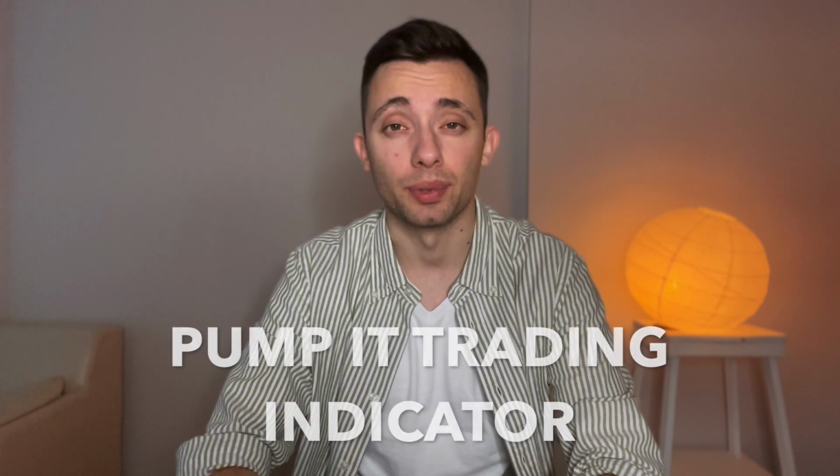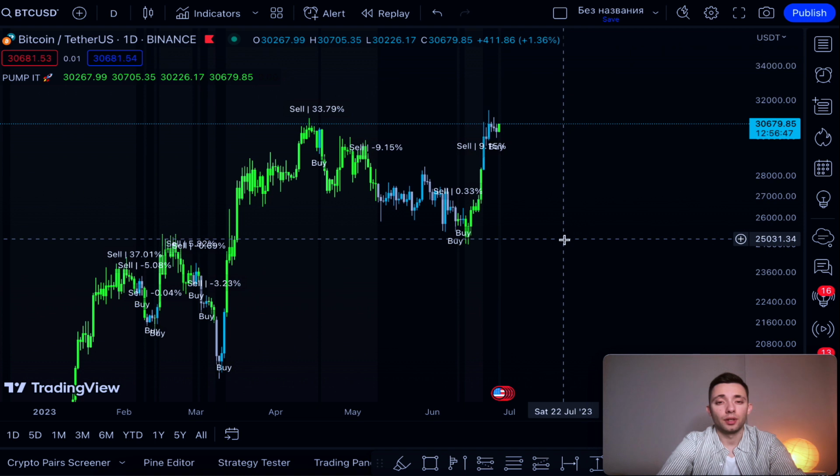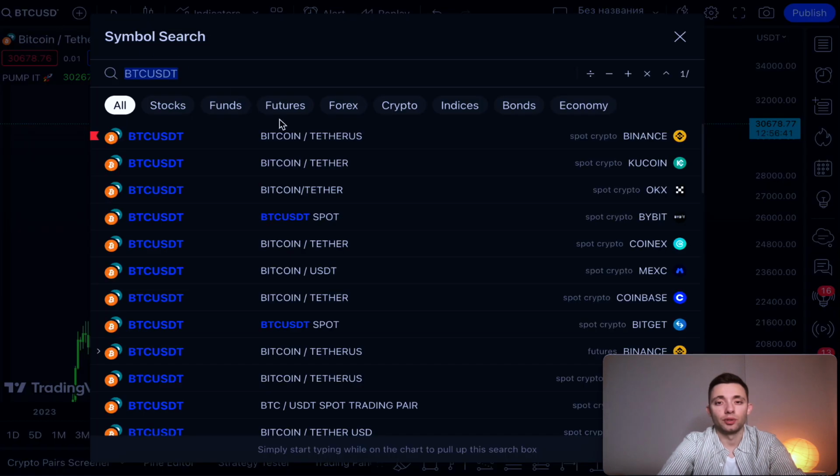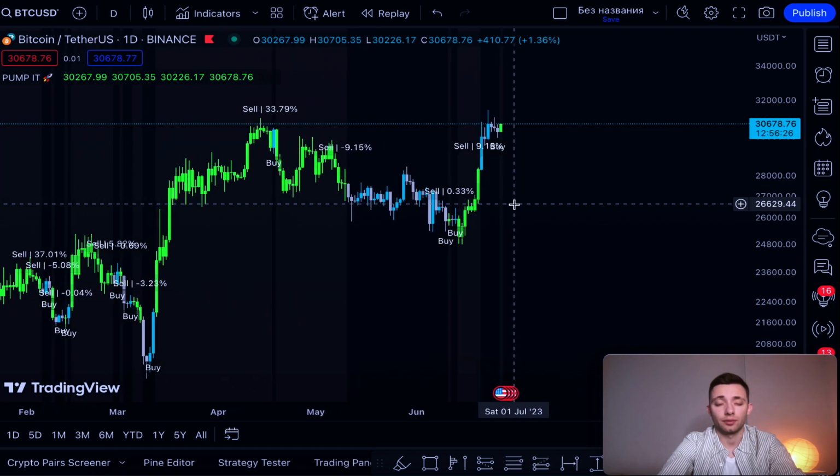It is called Pump It. Pump It is a crypto indicator that is based on fundamental metrics. The advantages of this indicator are more frequent trades and still high results. For using this indicator, you would need to open the Bitcoin USDT pair on Binance, and you would need to use the proper chart. After that, all you need to do is wait for the Bitcoin signal confirmation.